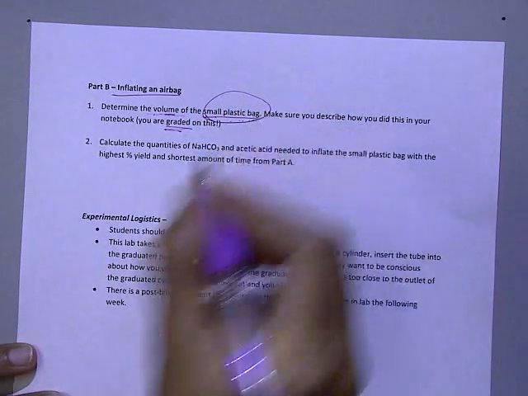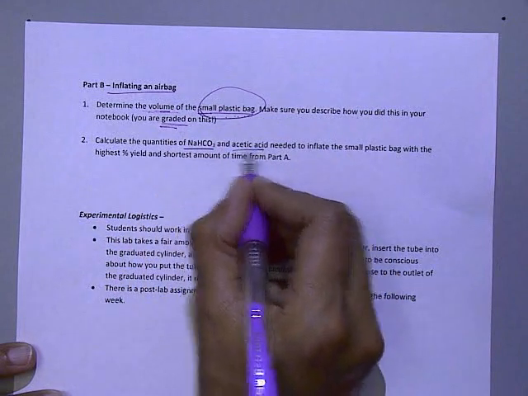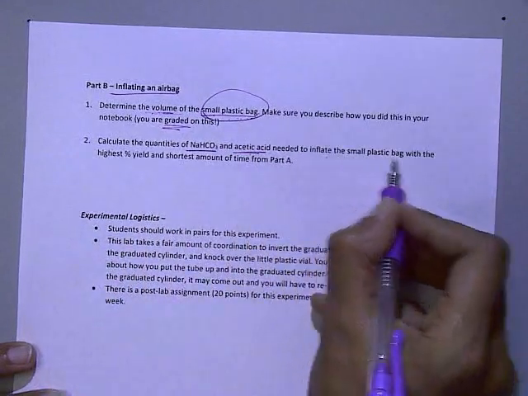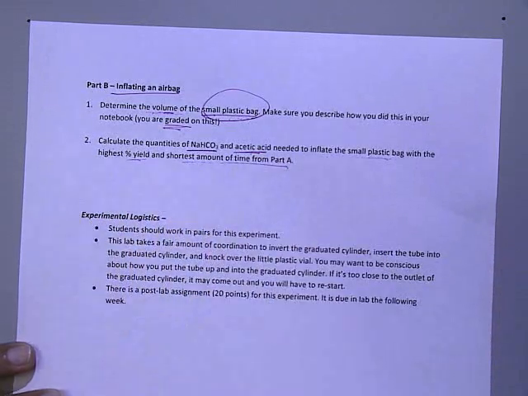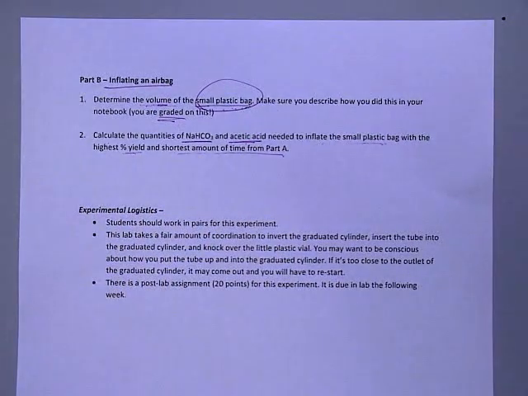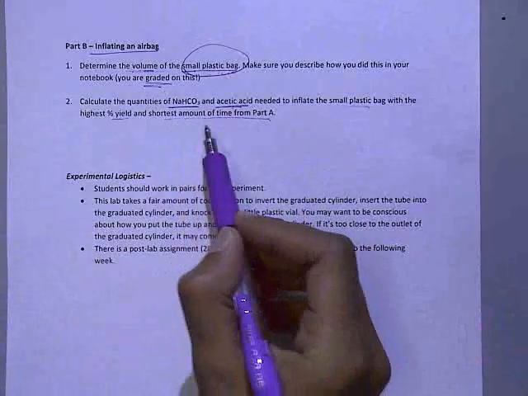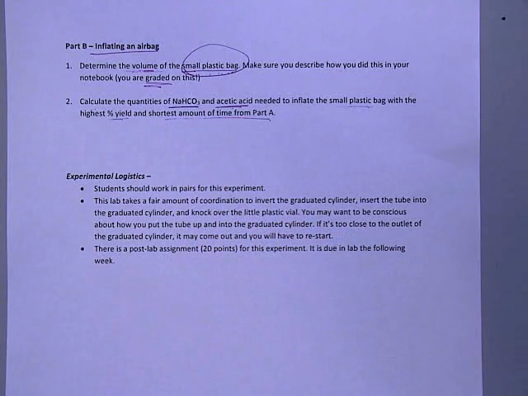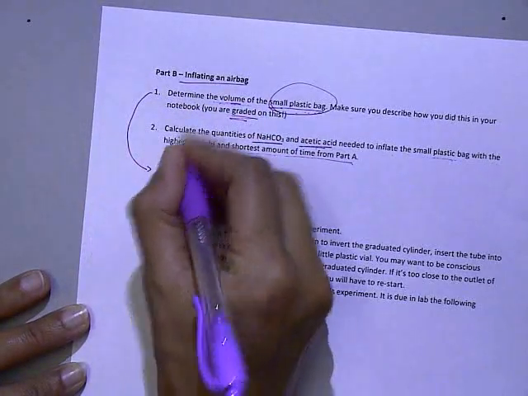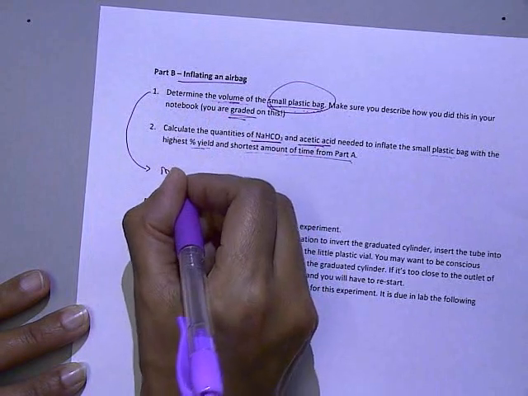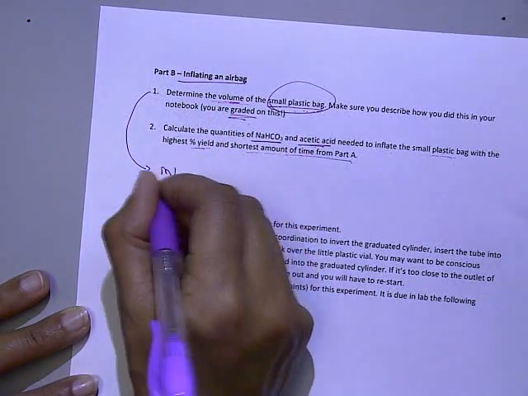When you figure out the volume of the plastic bag, calculate the quantities of sodium bicarbonate and acetic acid that you need to inflate the small bag with the highest percent yield possible in the shortest amount of time from part A. So I know we skipped ahead from these parts, but if you read carefully, this will make a lot of sense to you. So there's still some calculations necessary for part B. Make sure your volume for the plastic bag is in milliliters, okay?